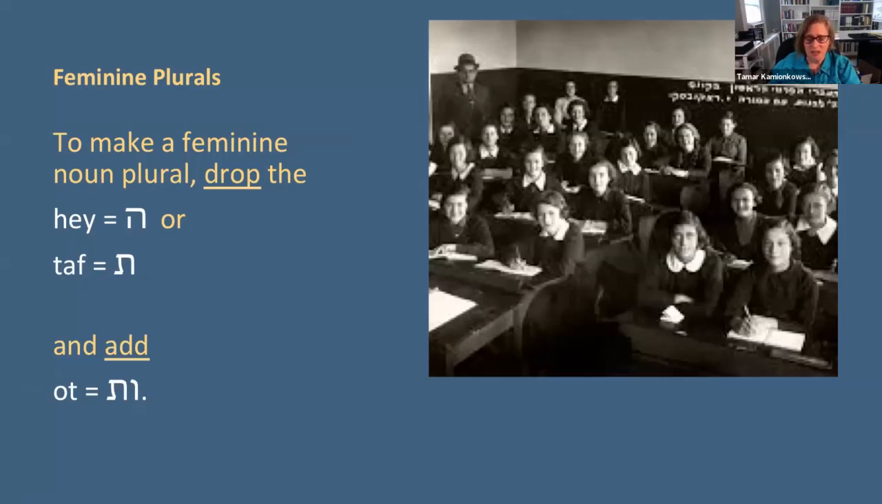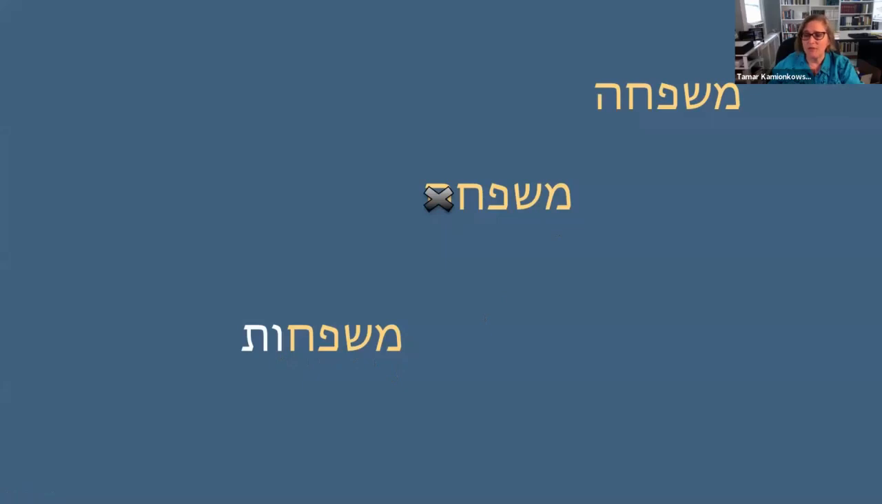Let me give you an example of how this works out. So if we have the word mishpacha, the word for family, we see a hey at the end, so we know this is a feminine noun. Well, first thing is get rid of that hey. And then your next step is to put in ot. So while mishpacha means a family, mishpechot means families. It's plural.